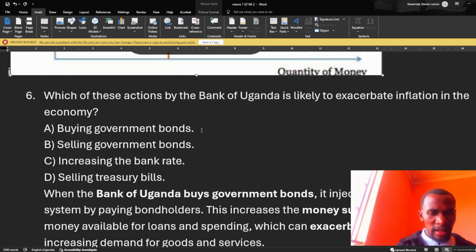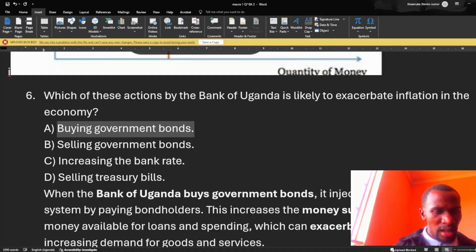So this makes it the right answer. Selling government bonds, that means if I'm the bank and I'm selling, people are giving me money, so I'm reducing the amount of money, which is a solution to inflation. Increasing the bank rate is also a solution to inflation. And selling treasury bills, whenever there is any form of selling, it means we are withdrawing from the public, making our answer tested and proven to be control U, which is A, buying government bonds.